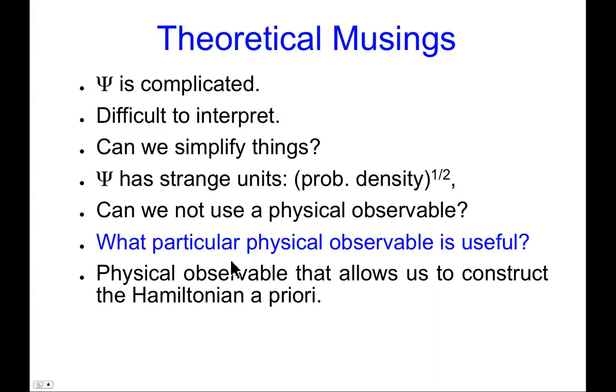And so the question that arises then is, what physical observable is it that might be most useful? And in a sense, working in the opposite direction, one hypothesis would be, well, if we've got a physical observable that allows us to construct the Hamiltonian a priori, which would allow us to do wave function theory, that physical observable ought to have contained within it all the information in the system, because there's sort of a connection to wave function theory that way.